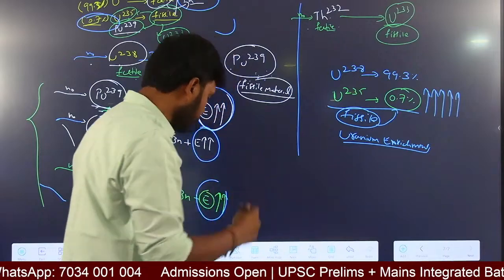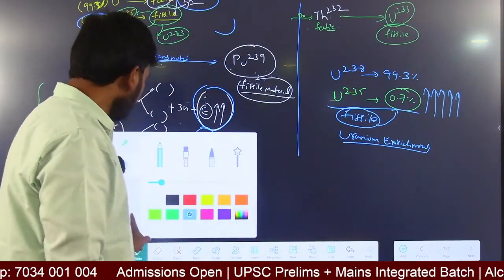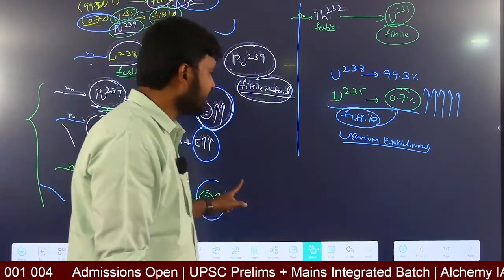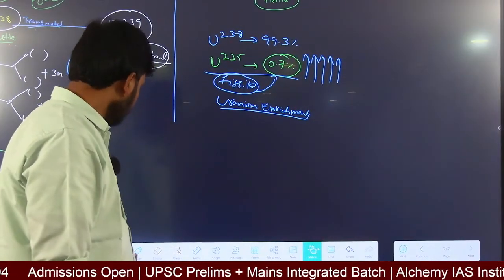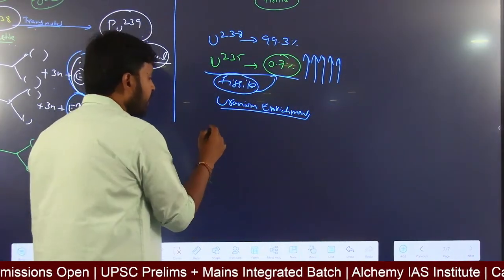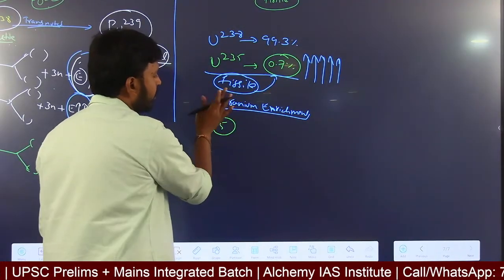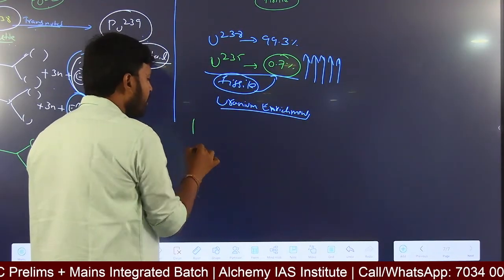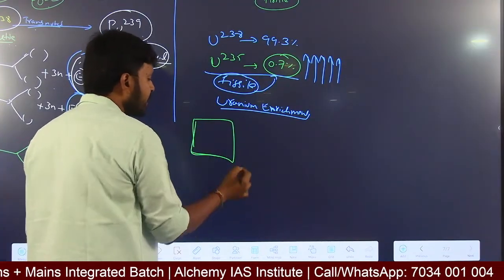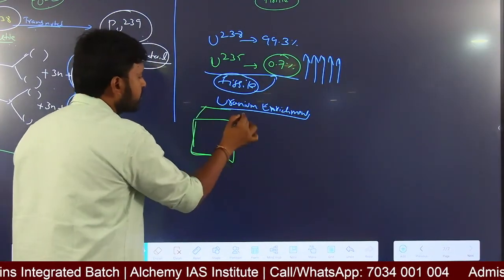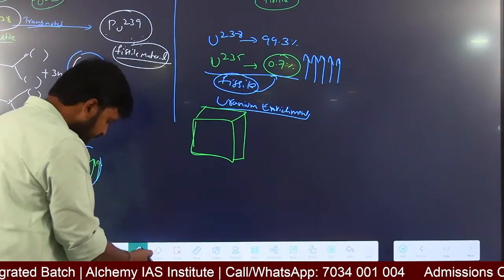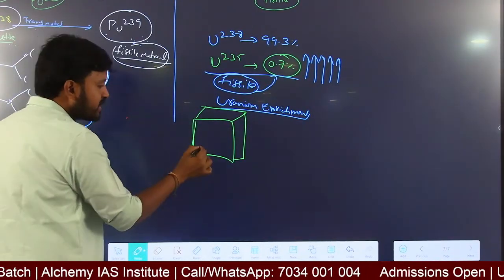So let's see how this uranium enrichment is made. To understand this one, I'll take one normal example. Let me take a box. Assume this one box is there. Inside this box there are some red balls.